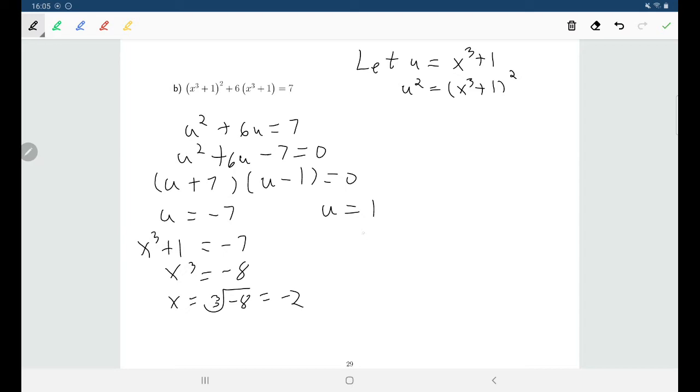The other solution, if u is equal to 1, then x cubed plus 1 is equal to 1. That means that x cubed would be 0. And so x would be the cube root of 0, and the root of 0 is just 0. And for this, I can state my solutions then. I have two solutions, 0 and -2.